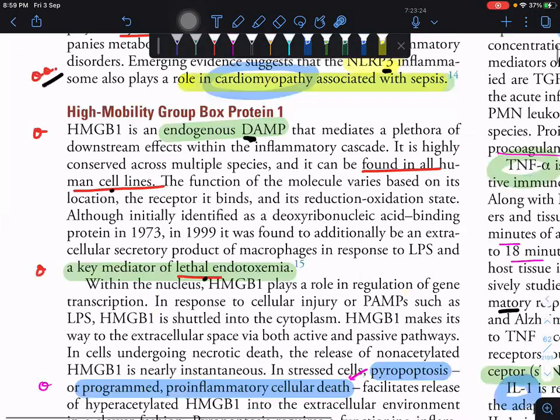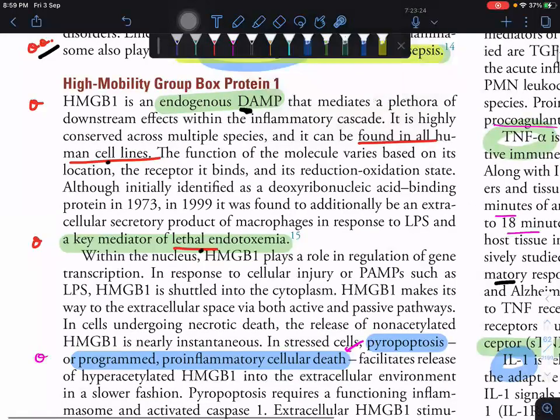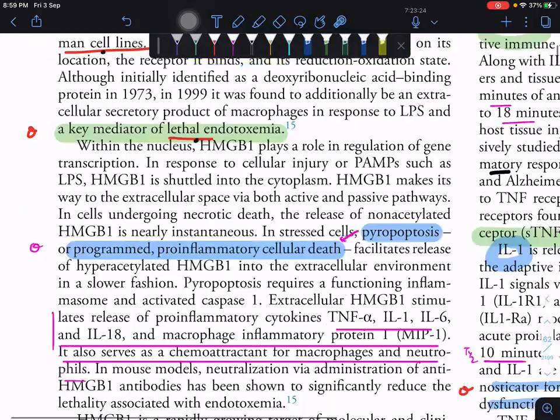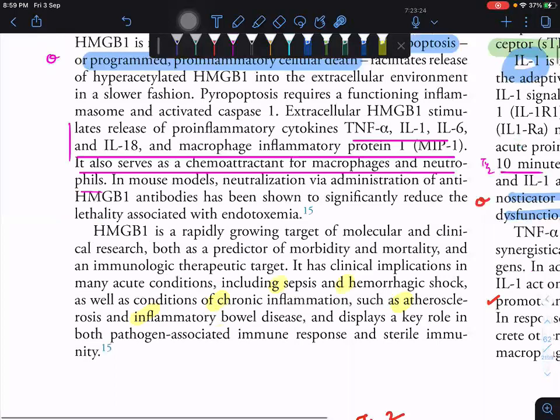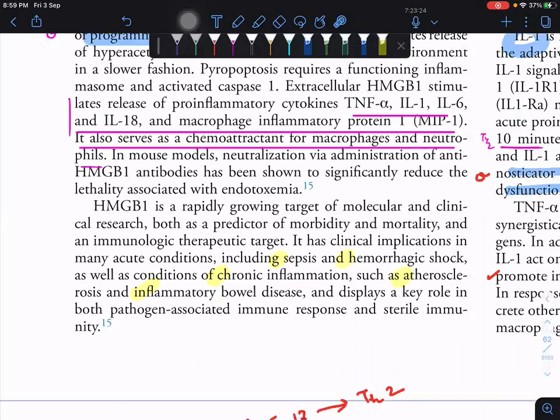So again, HMG-B1 is an endogenous DAMP. It's found in all human cell lines. It's a key indicator of lethal endotoxemia. It's involved in the process of pyroptosis. It stimulates the pro-inflammatory cytokines like TNF-alpha, IL-1, IL-6, IL-18, and MIP-1. It also serves as a chemoattractant for macrophages and neutrophils. And it's involved in many pathologies.